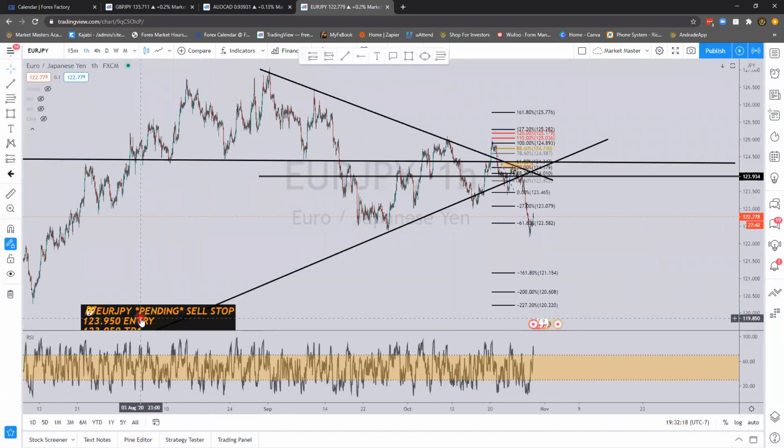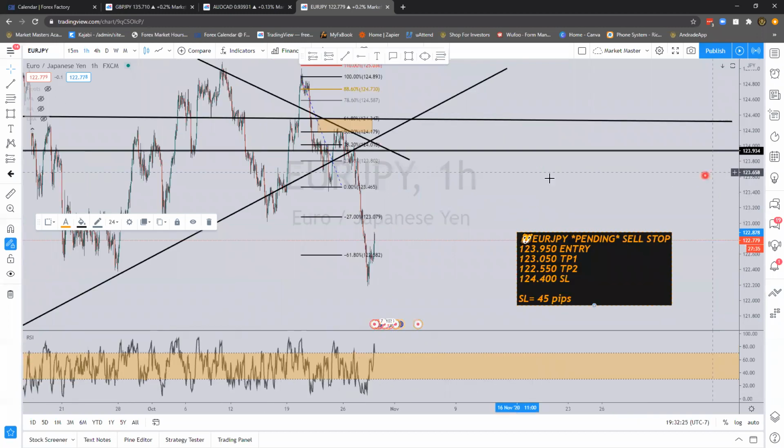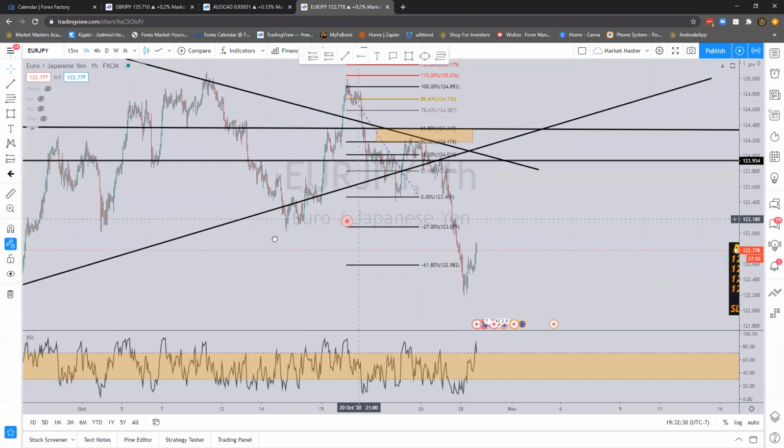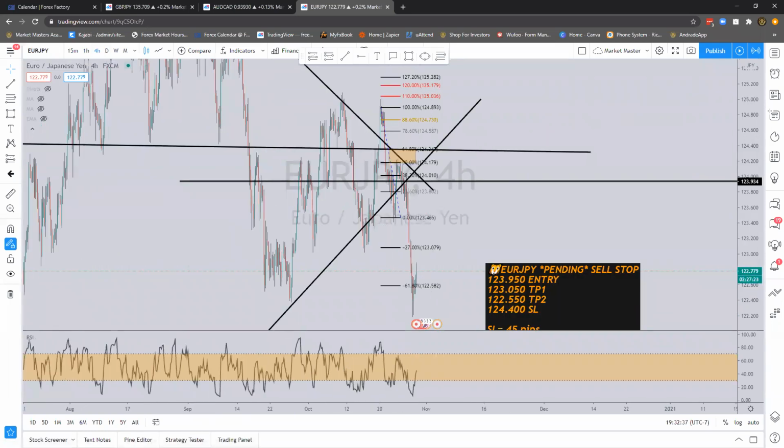Where is it? Take profit 2, 122.550. Take profit 1, 123.050. So 050 was at negative 27%. There's a really high chance of it hitting just because it was already starting its reversal. And on top of that, on my MT4, I'll show you guys what I saw here. Give me 1 sec, I'm on another screen.